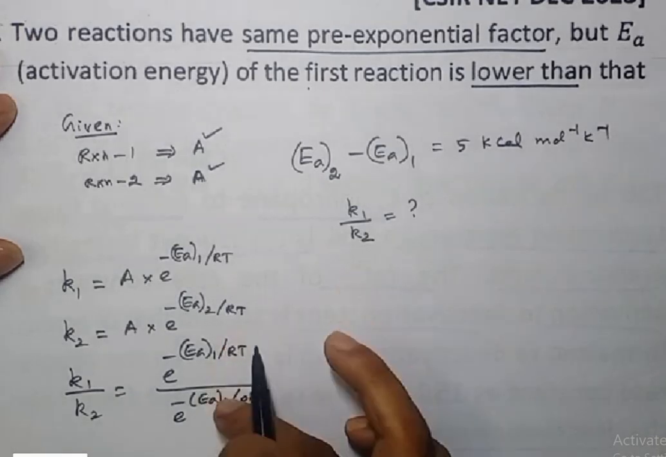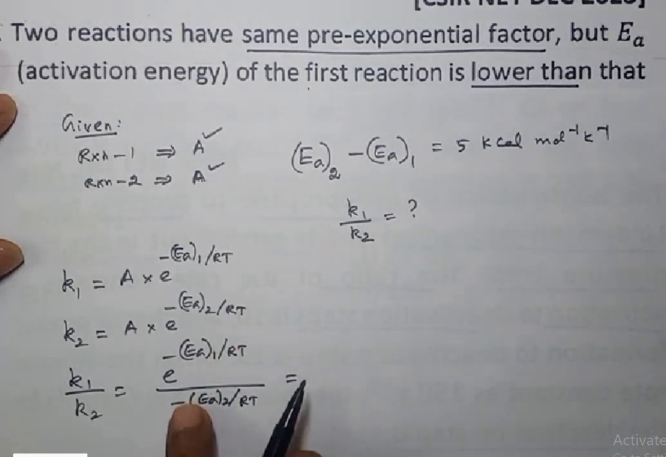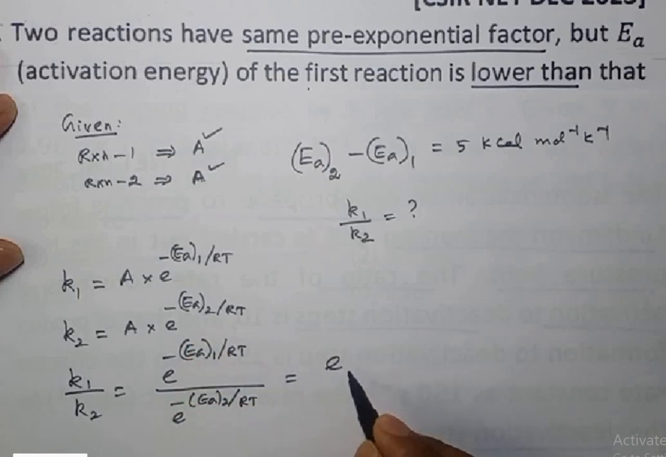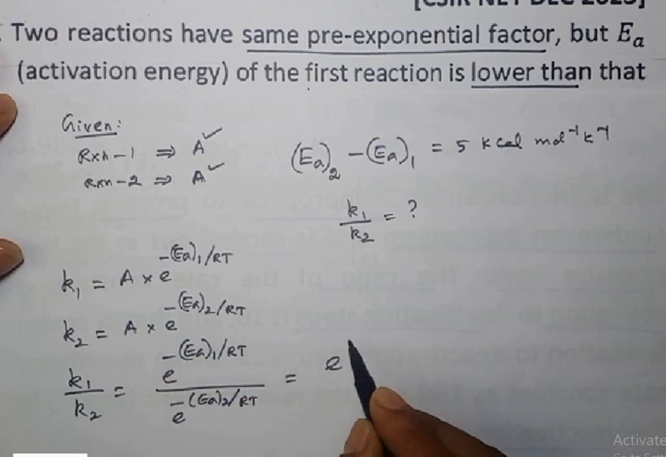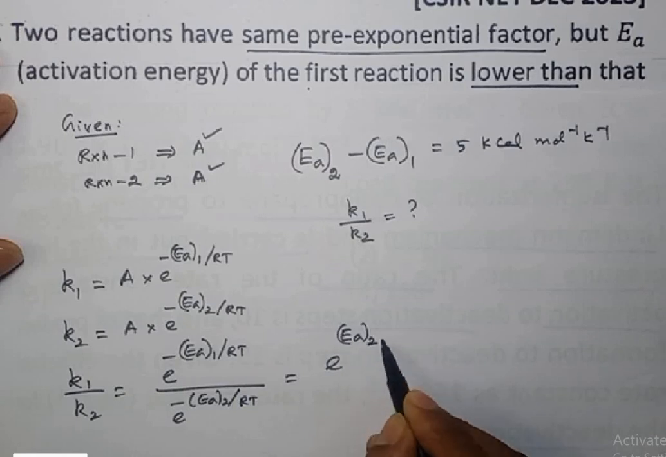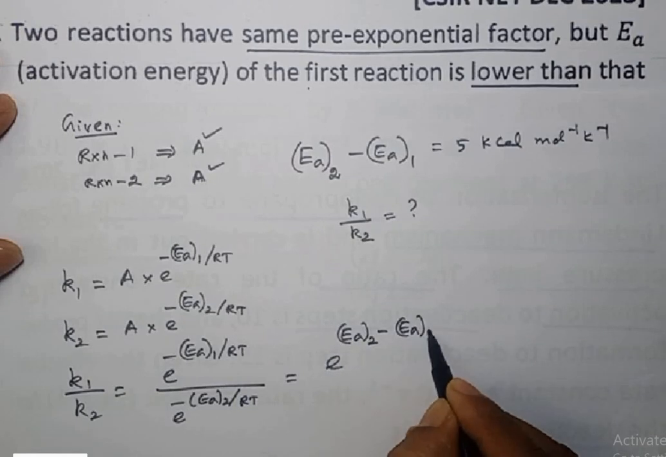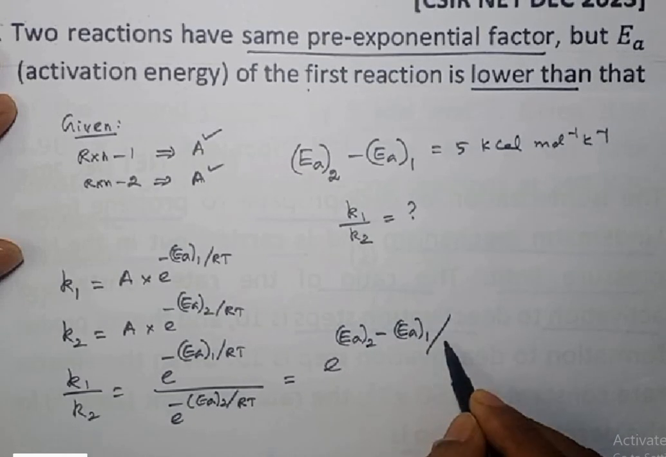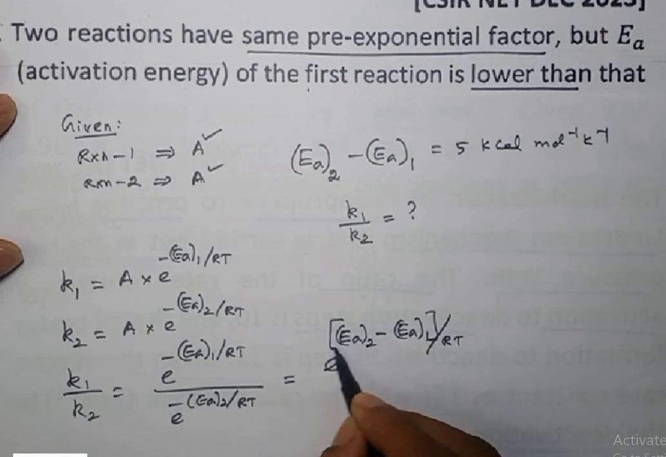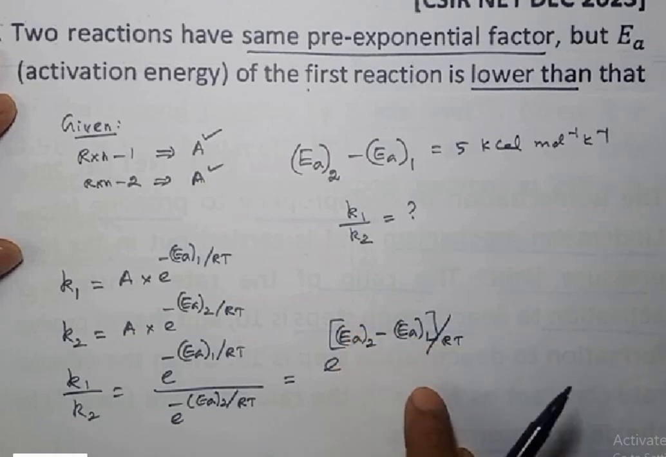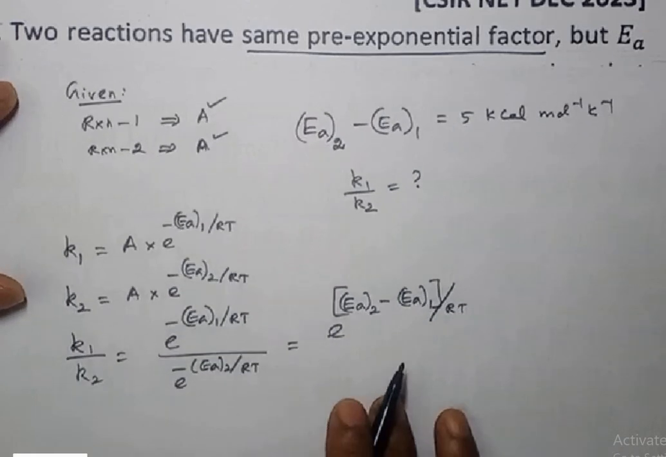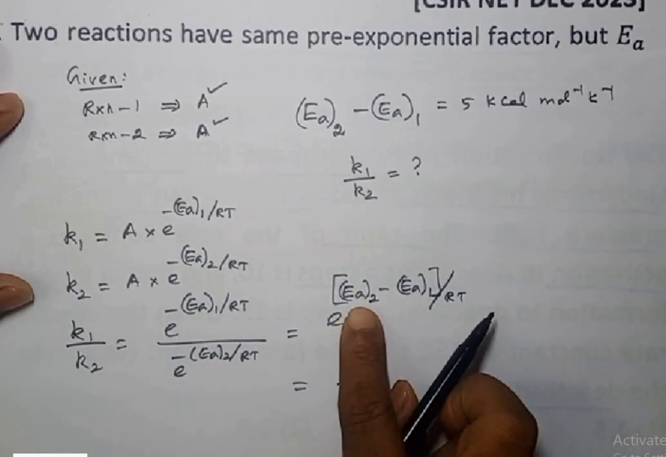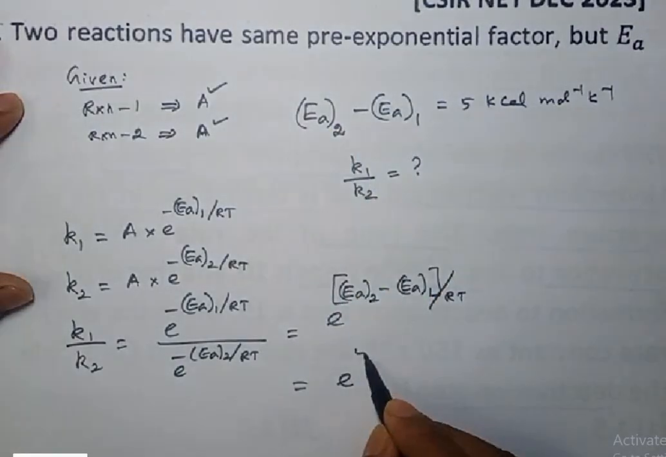If you bring the denominator to the numerator, the sign becomes plus. So I have EA2 by RT here and minus EA1 by RT. If you take 1 by RT as common, we get the activation energy of the second reaction minus the activation energy of the first reaction, whole divided by RT. So the exponent is EA2 minus EA1 by RT. Now what is EA2 minus EA1? It is 5 kilocalorie per mole.